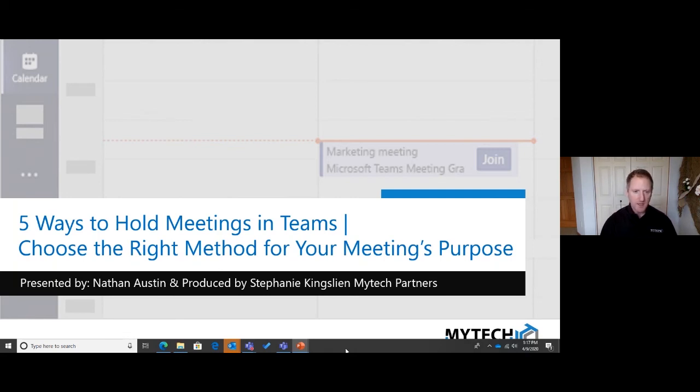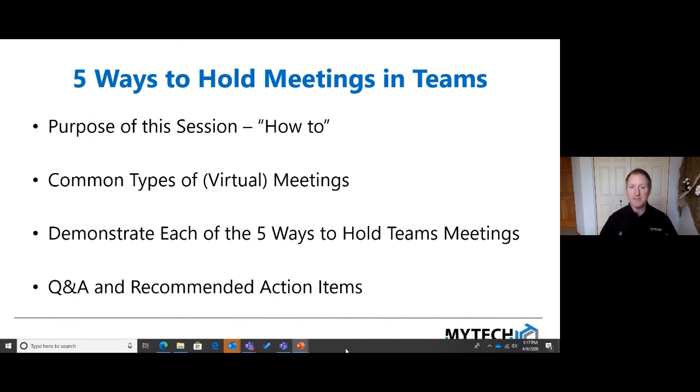So let's get started. The purpose of the session is a how-to. It is really to be prescriptive about the different methods of holding Teams meetings. We're going to do a quick overview of the common types of meetings that happen in business. We'll walk through the 5 different ways to hold those meetings, and then we'll do a quick summary saying that these are the types of meetings that fit this method the best. There's a quick summary slide that'll help you with that. And then at the end, at 1:45 or 12:45 Mountain Time, we'll stop the presentation, but we'll open it up to Q&A and some final recommendations.